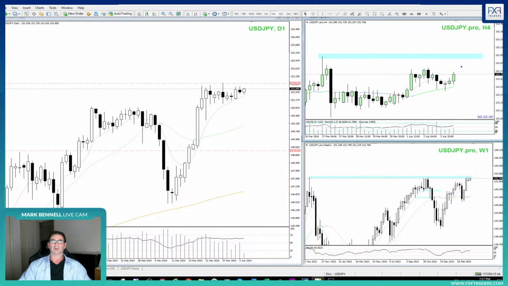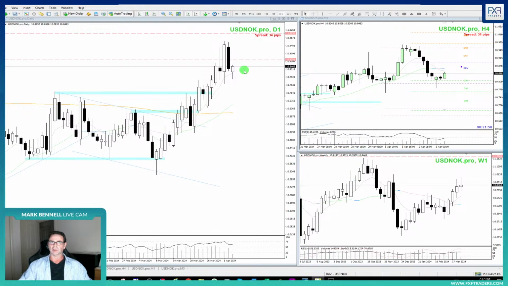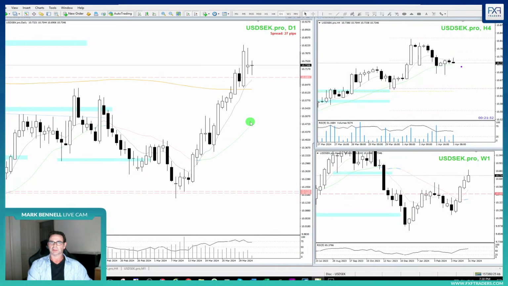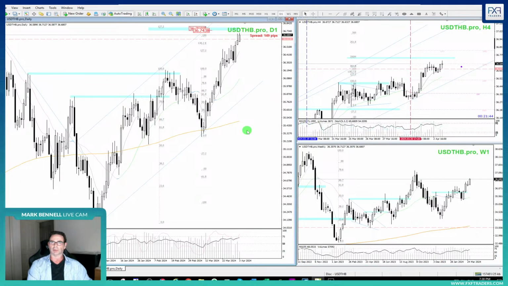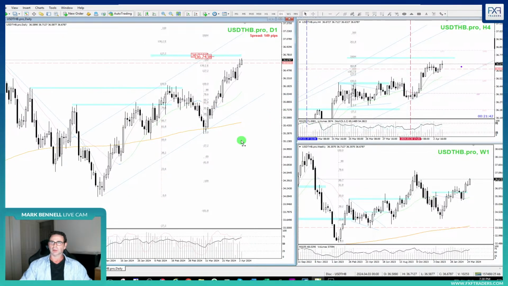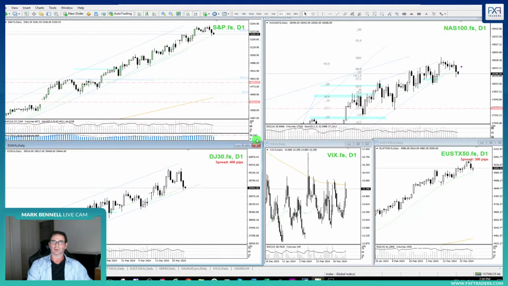Dollar yen. So we were looking at that yesterday also. Dollar Norwegian, nothing. Dollar Swedish, yeah, it's just pausing. Dollar Singapore, yeah, look too close to the 200. Dollar Thai baht, we did. See how that plays out into those targets. And then back to that.